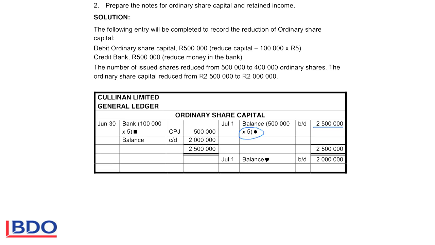So if you decide to buy it back at a higher price, you can still only put 5 Rand on the debit side of your ordinary share capital. And if you buy it back at a higher price, the rest of the amount will be taken out of retained income. So it is very important to look at the price at which the shares were originally sold. That increased my capital account. And with that same amount, you must reduce your ordinary share capital account.